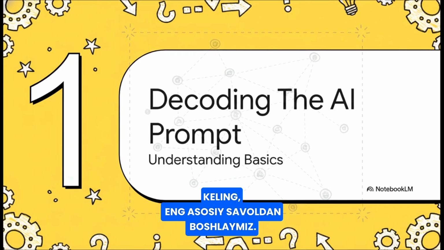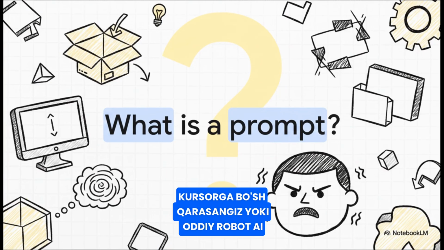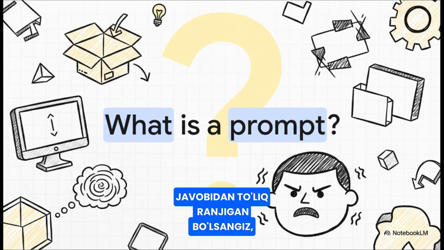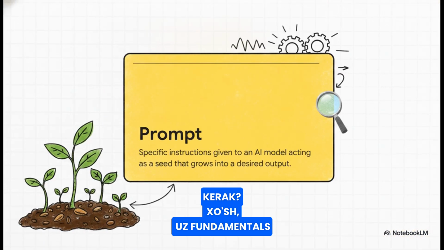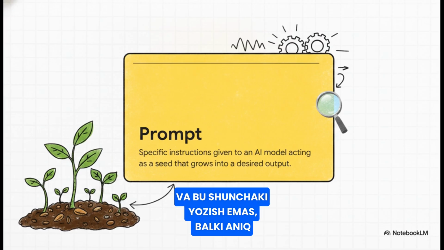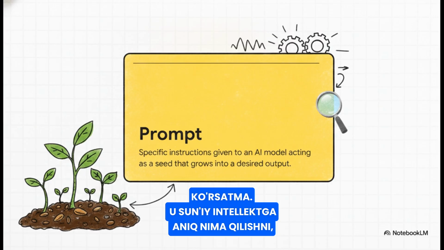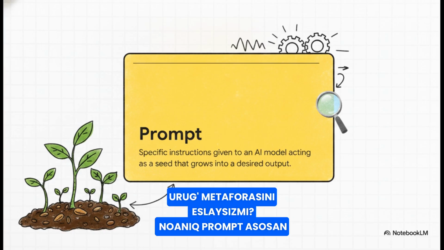Let's tackle the absolute most foundational question first. If you have ever just stared blankly at a blinking cursor or felt totally frustrated by a generic robotic AI response, you've definitely asked yourself, what on earth am I actually supposed to be typing in this box? Well, as outlined in the Prompter UZ fundamentals, a prompt is simply a specific set of instructions given to an AI model. It is definitely not a magic spell, and it's not just typing "hey." It's a clear directive. It tells the AI exactly what to do, who it should be talking to, and how the answer should look.